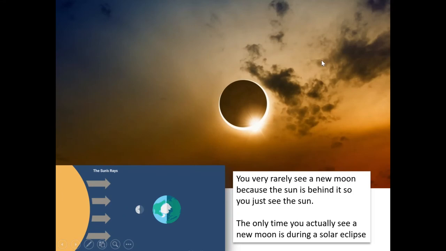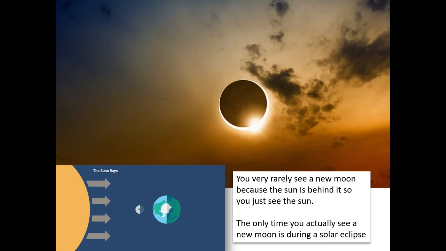So you never see a new moon. The only time you see a new moon is when you see it during a solar eclipse. Okay, so it's behind, so you just see it kind of behind the sun. So that's when, of course, the moon is in front of the sun. Now, because the moon's orbit is a little bit tilted relative to Earth, that's why you don't always see a solar eclipse.